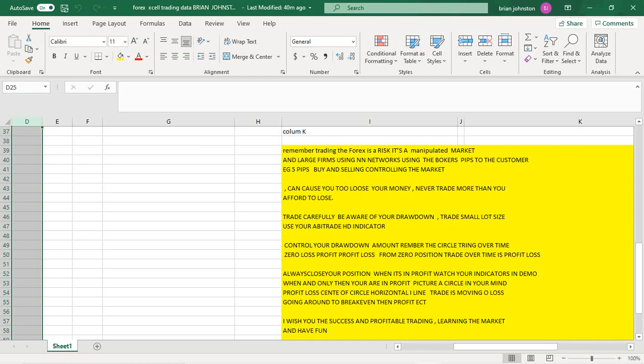Control your drawdown amount. Remember the circle, string and string over time. Zero loss, profit loss from zero position. Trade over time is profit loss. Always close your position when it's in profit, and particularly 10 pips. If you're trading live, it has to be at least 10 pips in profit to break even. Watch your indicators in demo, and only then you are in profit. Picture a circle in your mind, profit loss center of circle, horizontal line, traders moving zero, loss going around to break even, then profit, or going profit, then go around to sell in negative.